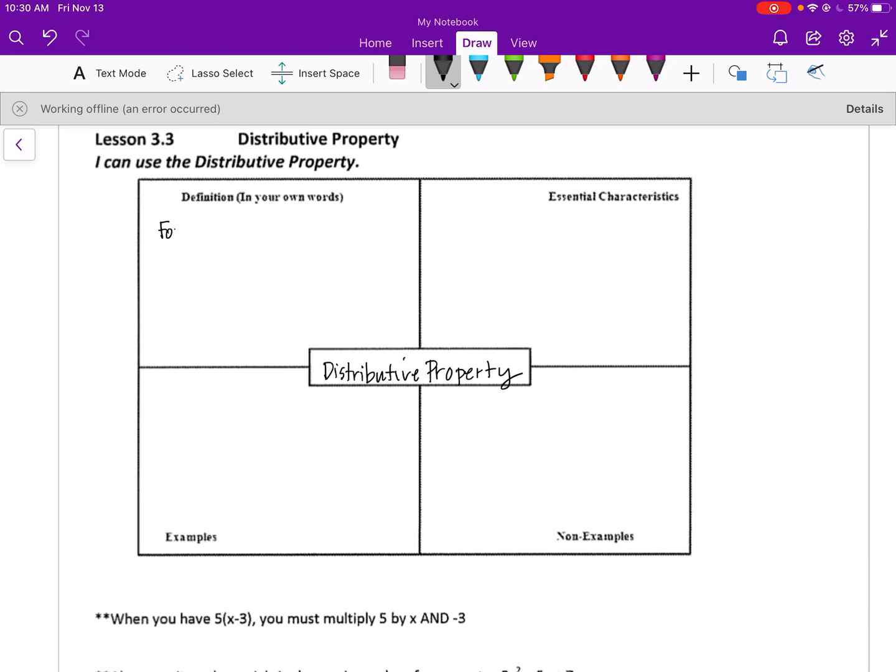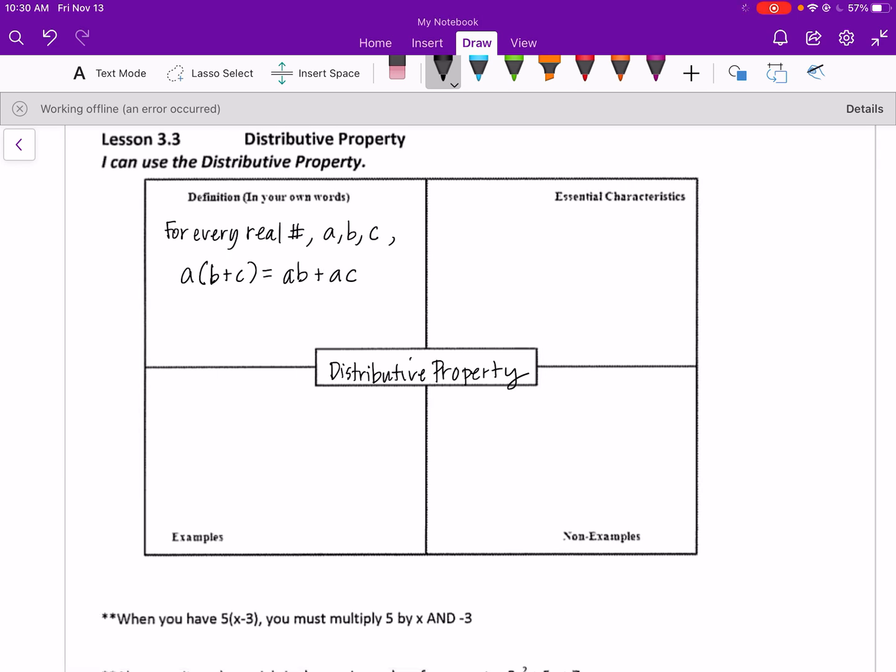It says, for every real number A, B, and C, A parentheses B plus C equals AB plus AC. So, for every real number, that means rational or irrational. We did real numbers in chapter 1. And they're just saying anything A, B, or C that you could plug in. Notice that there's these parentheses here. And in fact, I'm going to put them in red just so they kind of stick out. Distributive property always has parentheses.